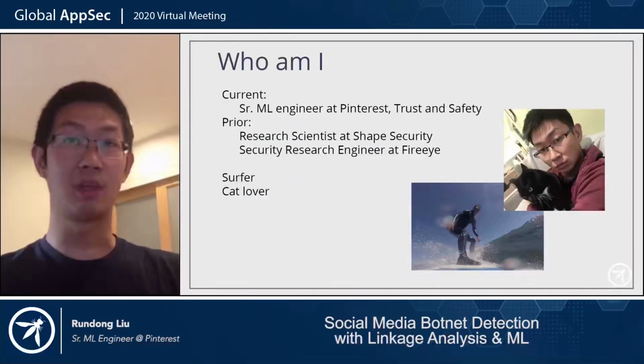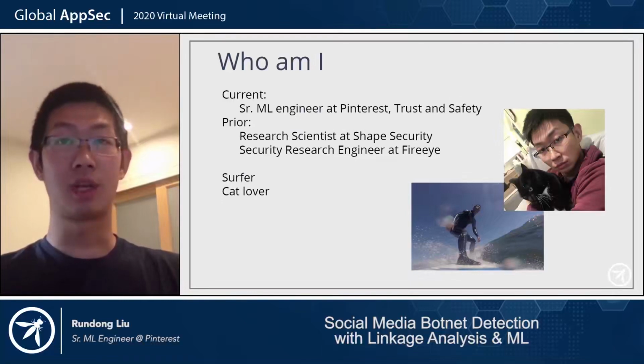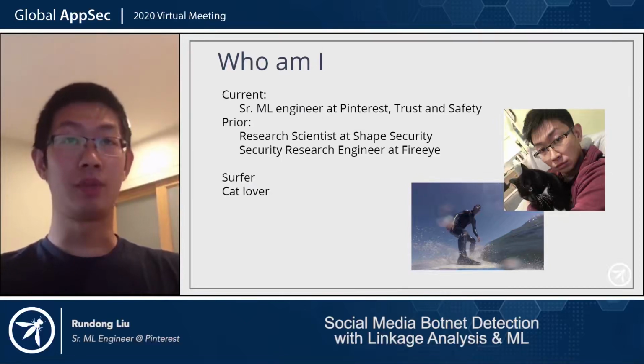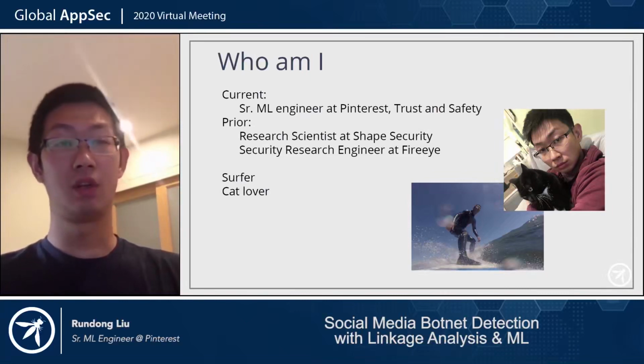Before we get started, let me give some introduction about myself. My name is Rundong. I'm a senior machine learning engineer in the trust and safety team at Pinterest. The trust and safety team is like the integrity team, and our responsibility is to detect abusive users and unsafe content, basically to make Pinterest safer. Here I have been leading the effort building machine learning solutions for spam and anti-abuse. Before this, I worked at Shape Security as a research scientist, where my research was mainly around detecting automated web attacks. My first job was at FireEye, focusing on malware analysis and email security.